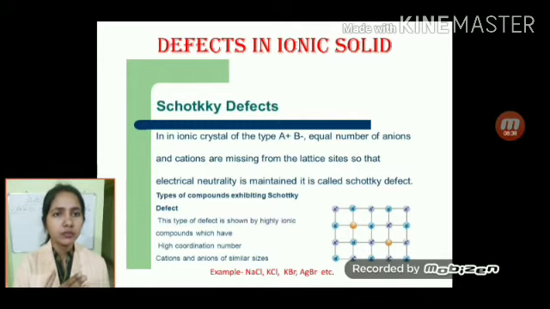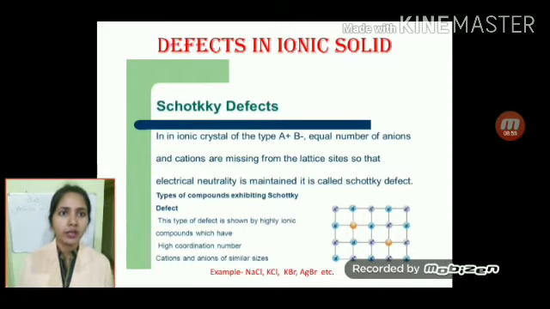So now can you tell me what about the density of the crystal here? As one cation and one anion are missing from their lattice point, the overall mass of the crystal lattice decreases. As a result, the density of the crystal also decreases here. Okay, now this type of defect is called a Schottky defect.